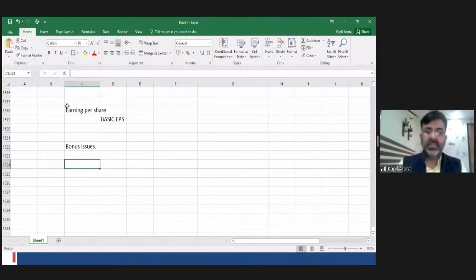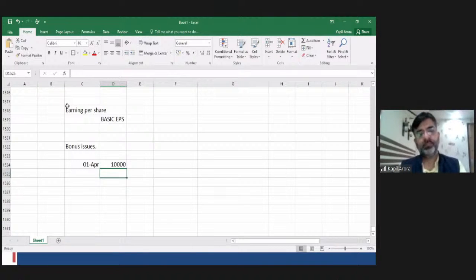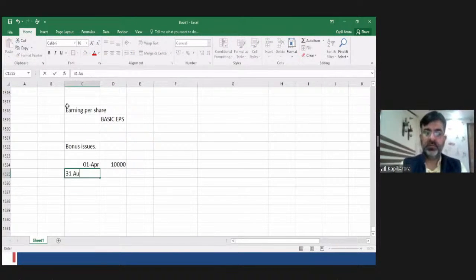For example, let's say on 1st April, I am taking the period from April to March. On 1st April, we were having 10,000 shares outstanding. On 31st August, we issued 5,000 shares at full price.